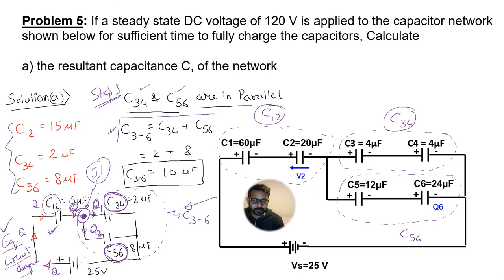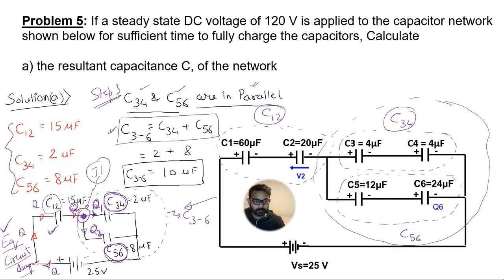We have already studied the formula of equivalent capacitance when the capacitors are connected in parallel. It is simply the sum of the individual capacitances. So the equivalent capacitance of C34 and C56, I am calling it C3-6, from capacitor C3 to C6, the equivalent capacitance of all the 4 capacitors.